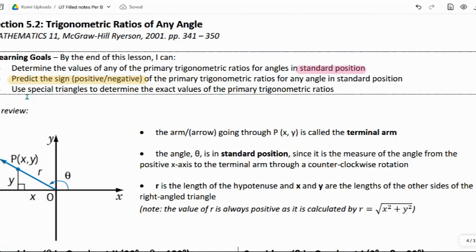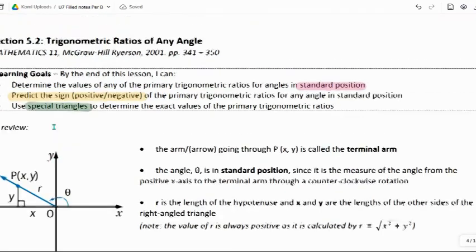Then we're going to use special triangles. What? Yes, special triangles to determine exact values for primary trig ratios. So 3 big pieces. Understanding how an angle looks that is in standard position. Secondly, understanding if the ratio is positive or negative. And thirdly, we're going to look at some special triangles as a way to do trig without a calculator.